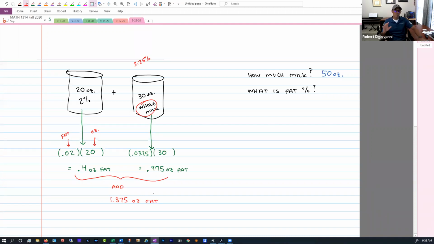So, what we need to understand is that when we're mixing these two, obviously we get 50 ounces. That's how much milk we're going to have at the end. But of the 50 ounces, 1.375 ounces of that is actual fat. So let's take another volunteer to help us get the final answer. How are we going to get that? What is the fat percent? What do we do with all this information?